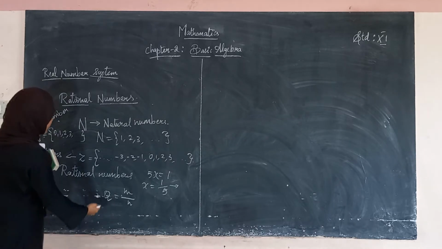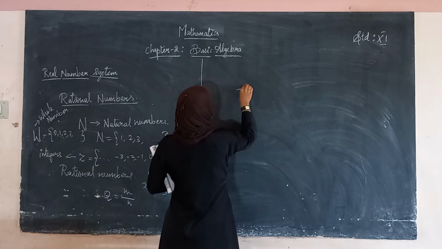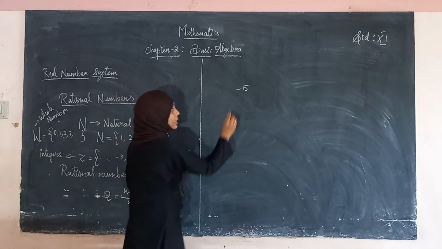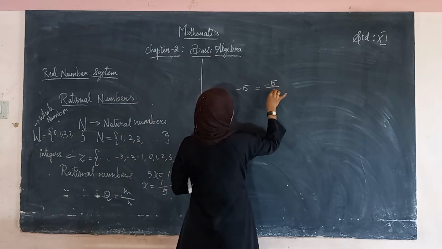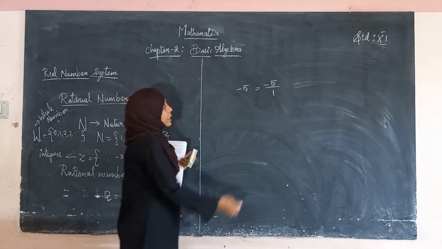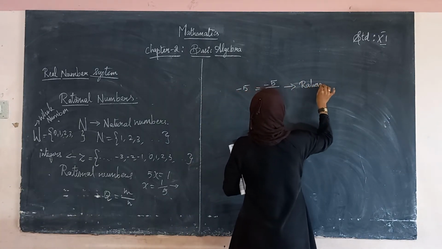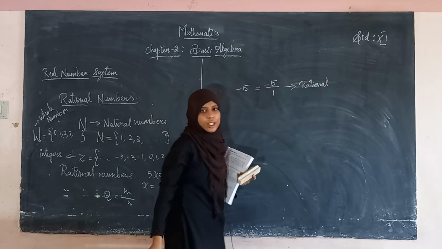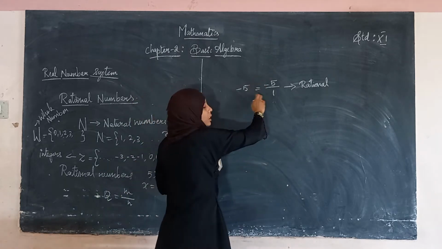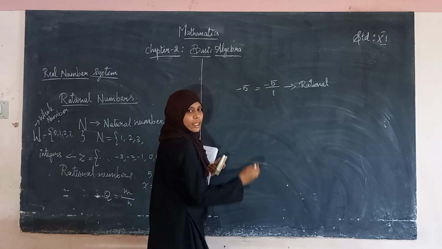We have seen rational numbers, right? In your book they have given some examples. See here, minus 5. Is this a rational number? No ma'am, this is an integer, right? But this can be written as minus 5 divided by 1. 1 is an integer and minus 5 is also an integer, so we can say this is a rational number. Why? Because we have only one common divisor for both these numbers, which is 1.